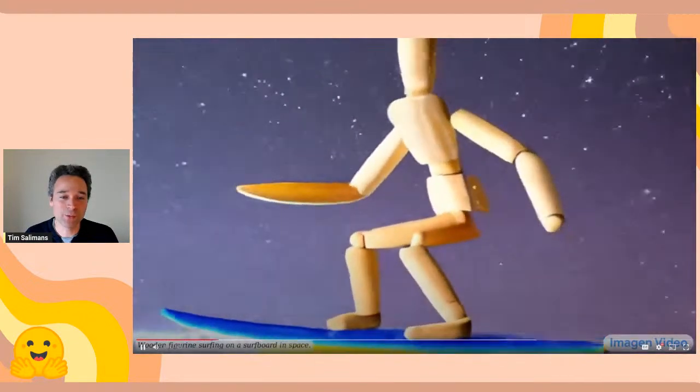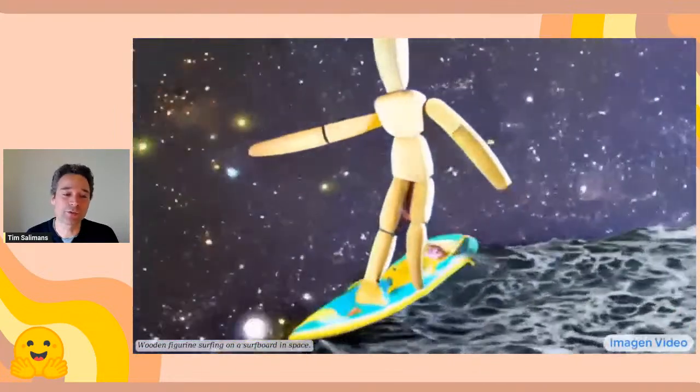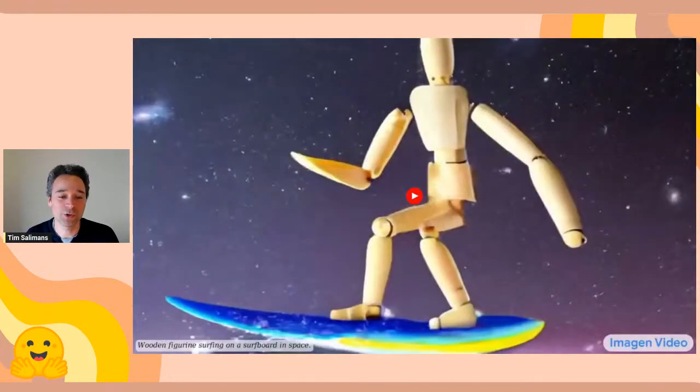Yeah, here are some more examples. It can do things that are out of distribution, like a wooden figurine surfing on a surfboard in space.